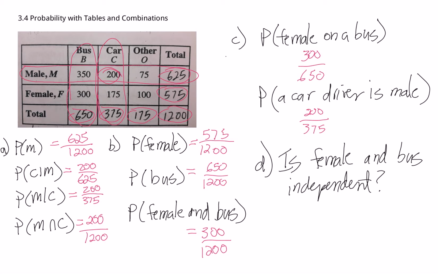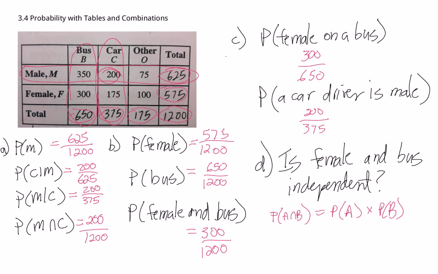And the last one I got on here, letter D, it's a pretty easy one. It's just saying, is being a female and riding a bus independent? So one would think no, right? You can be a female and on a bus, but let's actually prove this using the formula. So our formula would be P(A and B) equals P(A) times P(B).